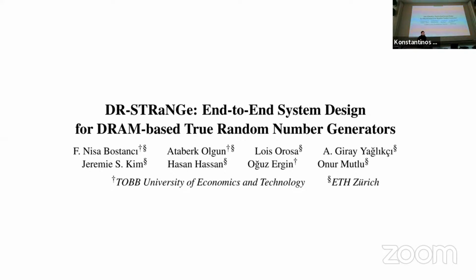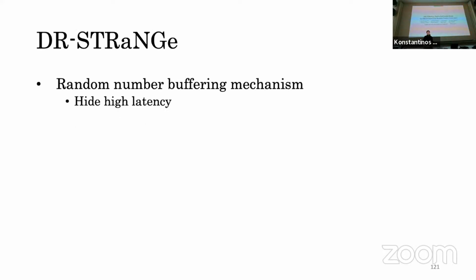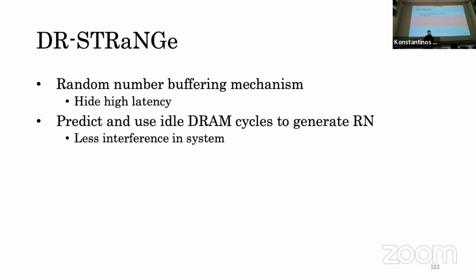Namely, that is Dr. Strange, which is an end-to-end system design for DRAM-based true random number generators, which is kind of cool. So basically there, they provide a system design that consists of the following components. Firstly, a random number buffering mechanism. As you have seen, the throughput of QUAC-TRNG is pretty high, so you would alleviate that by having a random buffer which stores the random numbers.